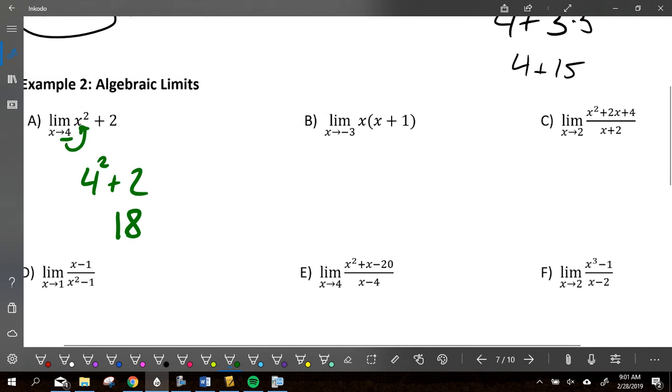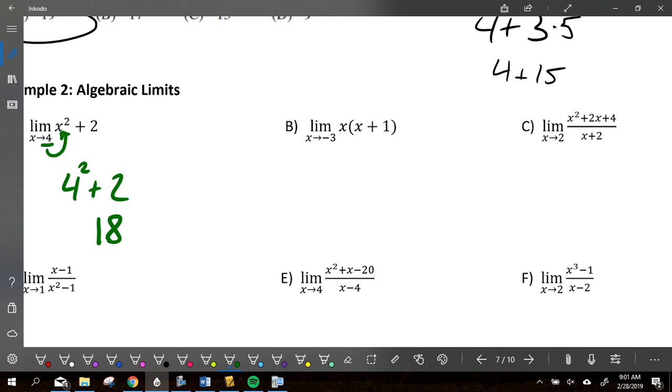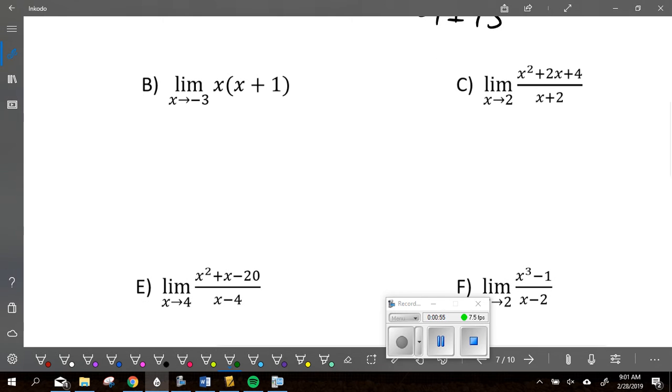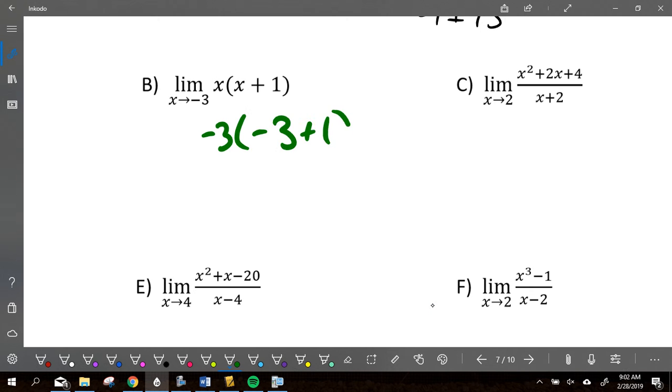Try that with letter B and C. Direct substitution. Don't overthink it. Plug it in, see what you get. Show me with your fingers what you got for B. What'd you get for B? Show me, please. 6. You take -3, you plug it in. -3 plus 1. That's -3 times -2. That's 6. Done. That's my limit as x approaches -3.